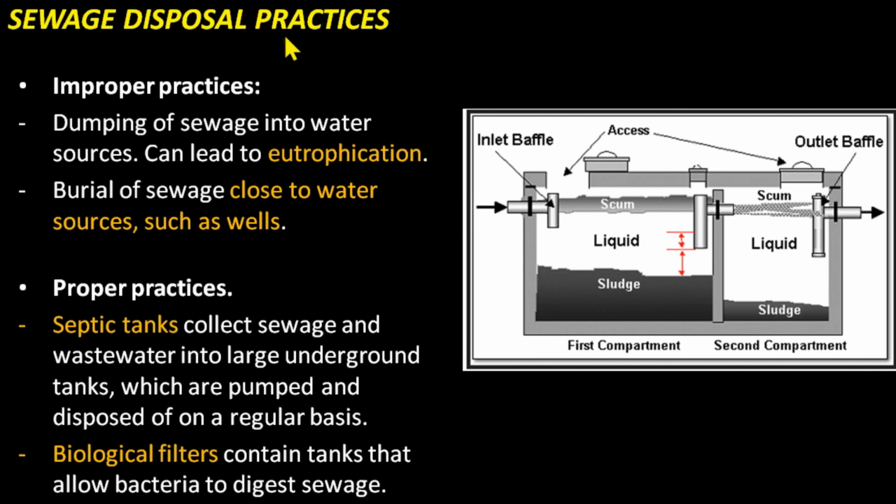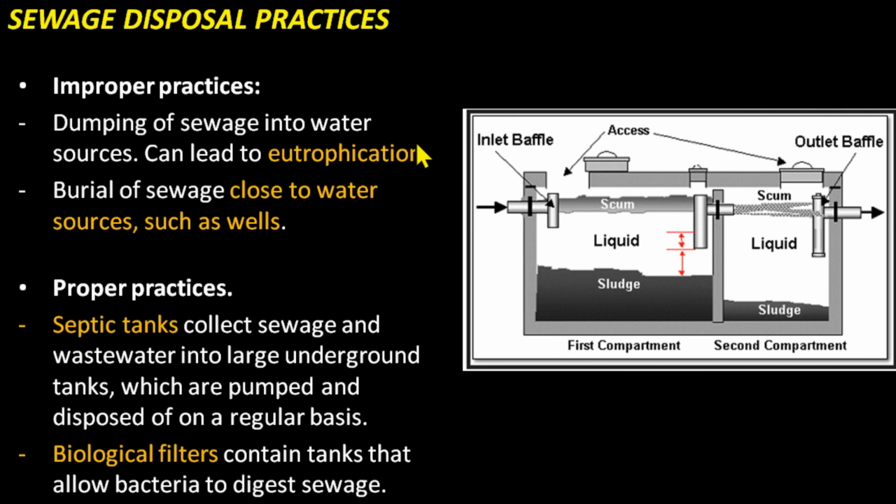Sewage disposal practices. We have improper practices and proper practices. Let's look at the improper ones first. Improper would be if you take the sewage and dump it into a water source like a river or pond, for example. Well, this could lead to eutrophication, which is the buildup of algae, as previously said.